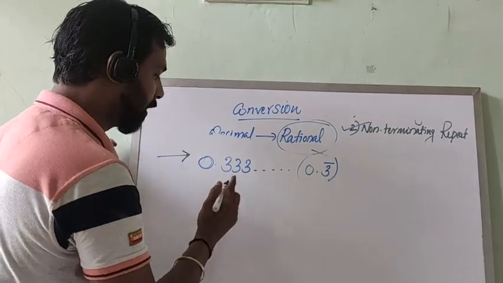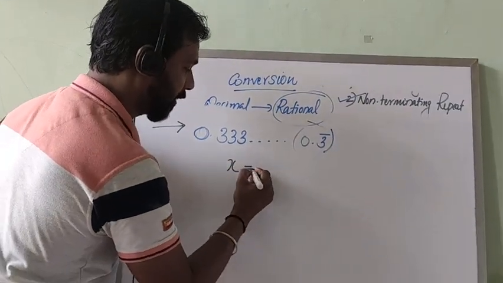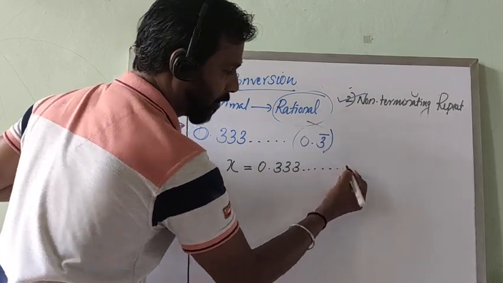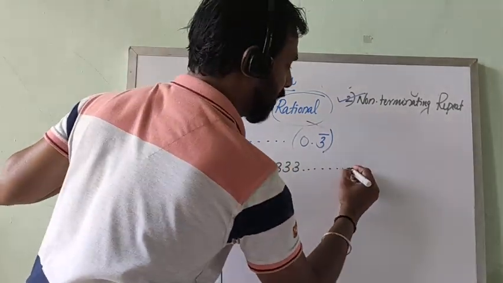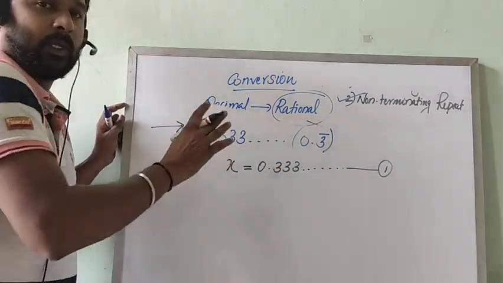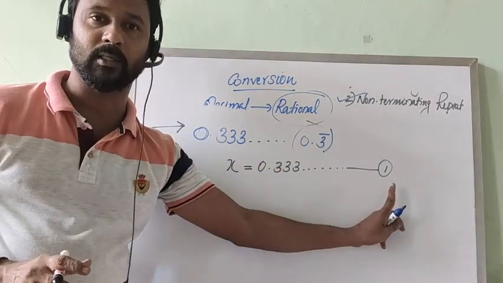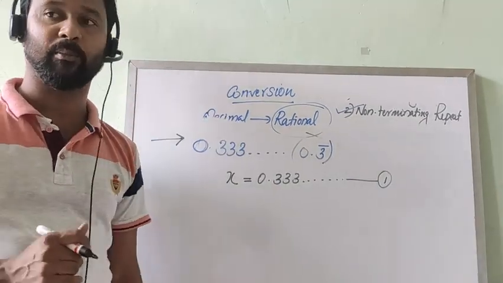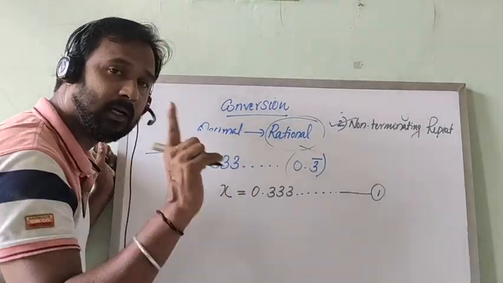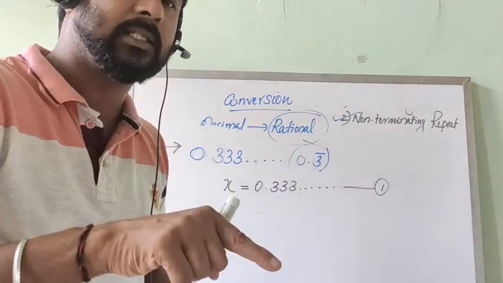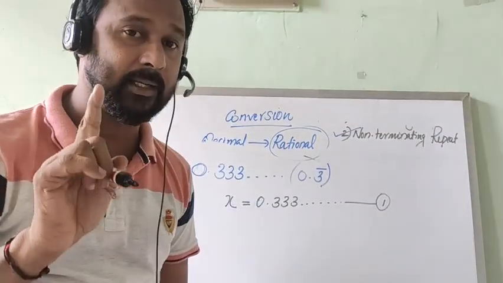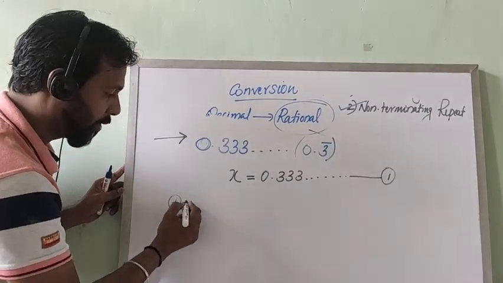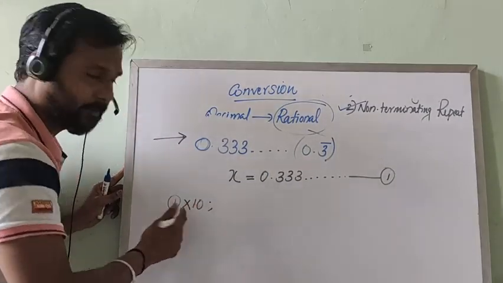First you take this as some x. So let x is equal to 0.333, etc. Don't forget to put this 'etc.' sign. Equation number 1, right? Whatever is given, you consider it as equation number 1. Now you think how many digits are repeating. Very clear, a single digit is repeating. If a single digit is repeating, you multiply by 10. That means we are going to multiply equation 1 by 10.